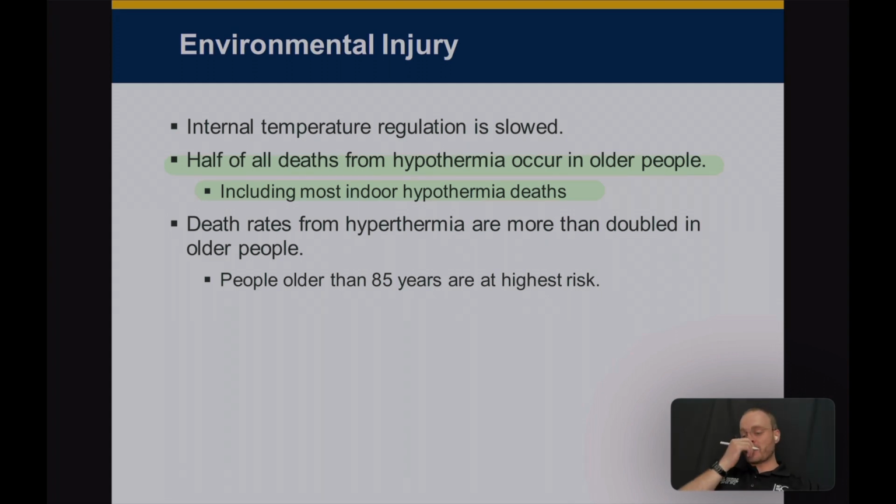So it doesn't have to be literally freezing outside, but it's 40 degrees for a period of time, and they're in the house, and inside the house is 50 degrees. That's enough to kill an old person. Okay, enough to kill a young person actually. And so just be aware of that. Death rates from hyperthermia, so high temperature, are more than doubled in older people. And people older than 85 years of age are at a higher risk of death from hyperthermia, high body temperature.